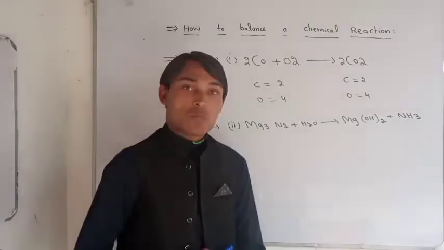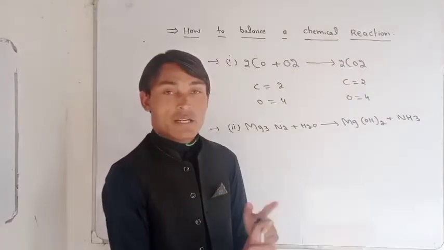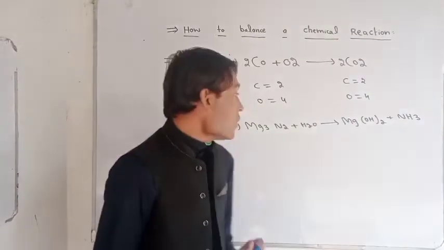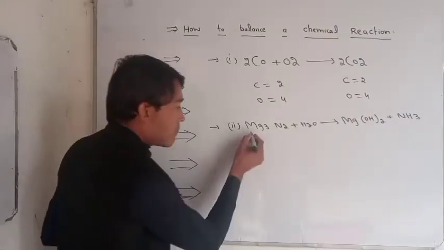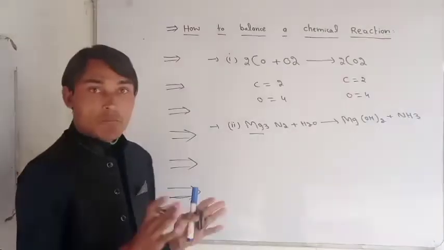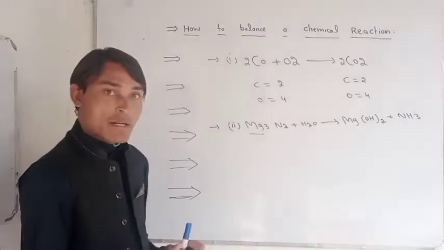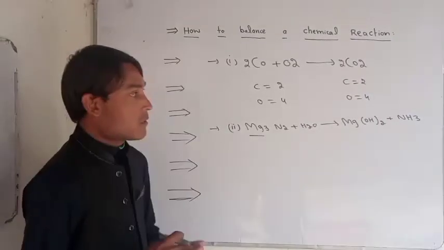Now what is the formula? The formula tells us about 4 steps. First of all metals, then non-metals, then oxygen, and then hydrogen. So now which one is metal here? Magnesium is the metal here. First I have to balance metals, then non-metals, then oxygen, and at the end hydrogen.